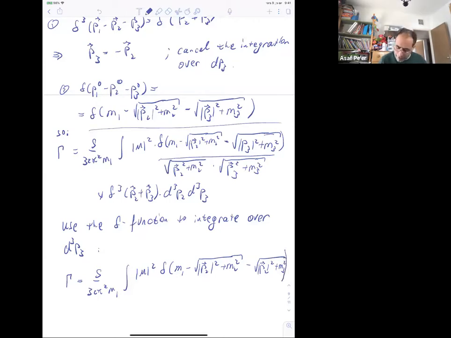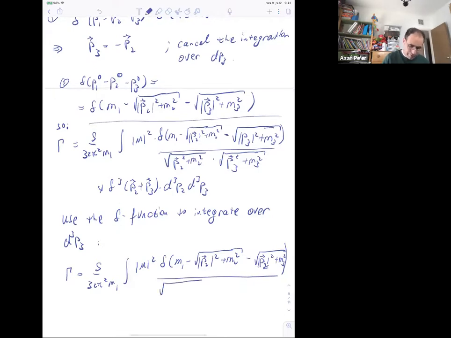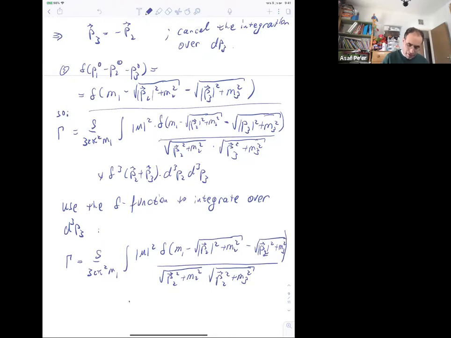Because of the delta function, I could replace p2 and p3, it's squared, so it doesn't matter, right? And the same in the denominator. Square root of p2 squared plus m2 squared times square root of p2 squared plus m3 squared. And now we're simply left with integration over d cube p2. That's the nice thing about these things. You start with very nasty integrals, but then you have plenty of delta functions and you end up not having to do, as you're going to see, any integration at all. So we still have to do the integration over d cube p2.